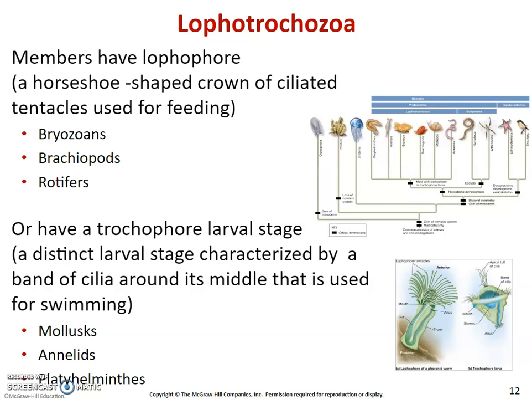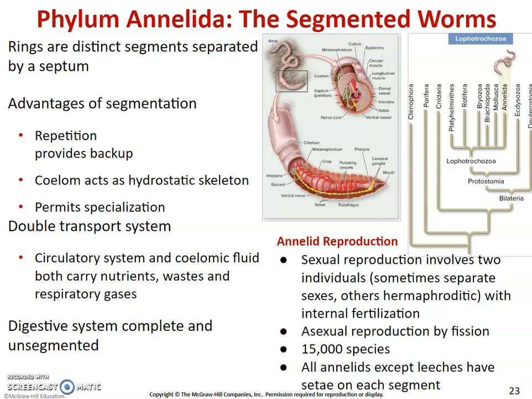So we will wrap up our discussion of Lophotrochozoa with the annelids. The annelid phylum is segmented worms. These are also called roundworms. And so here we see a new development, segmentation. The segments are these tiny little rings, and each ring is separated by the septum, right?